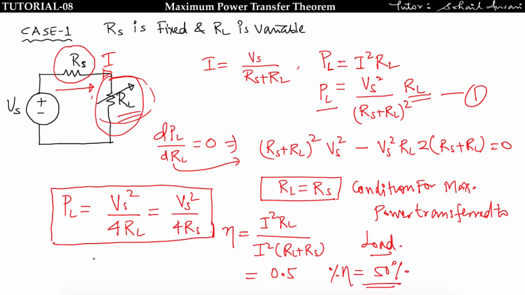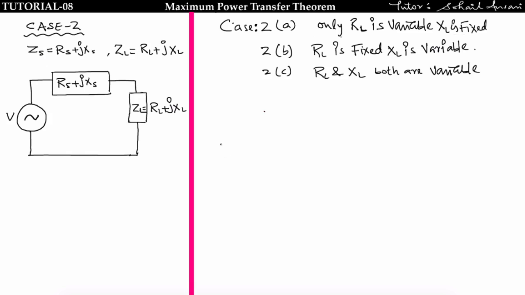So whenever in the circuit you get only resistance and a variable load, and you have to find the value of load for which the source will transfer maximum power, then put RL equal to Rs and then find the maximum power. Got it? Now see case 2.